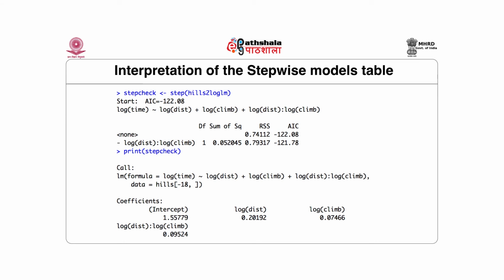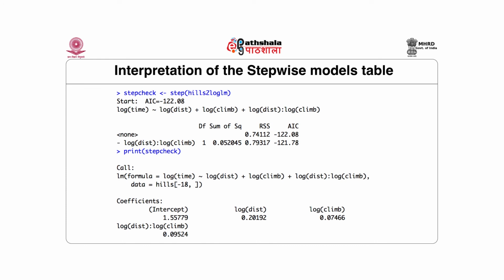And then what you do is you put the next bit, the interaction term, and now we see that it has moved up to 121 from 121.78. So then you see that it's better to stick with the additive term rather than the multiplicative effect.